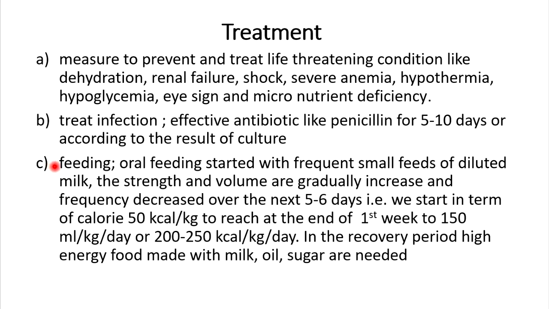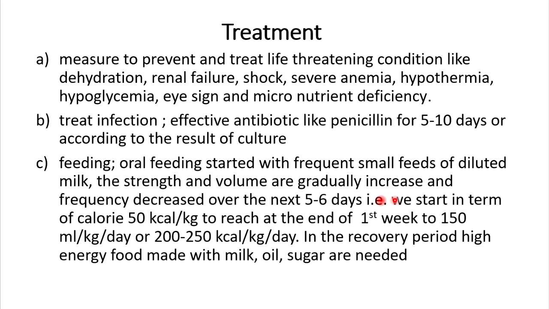C, the cornerstone of treatment here feeding. Oral feeding started with frequent small feeds or diluted milk and then gradual to the diluted milk. The strength and volume are gradually increased because if rapidly give high calorie there is complication, GIT upset, there is hepatomegaly also. So we start gradual increase and the frequency decreases over the next 5 to 6 days.